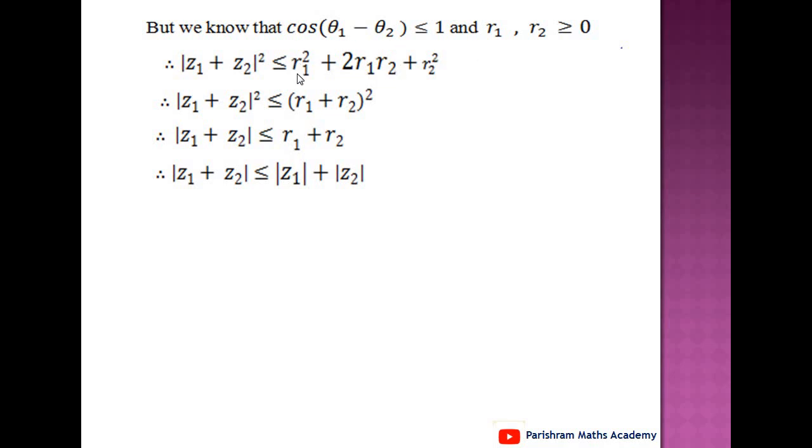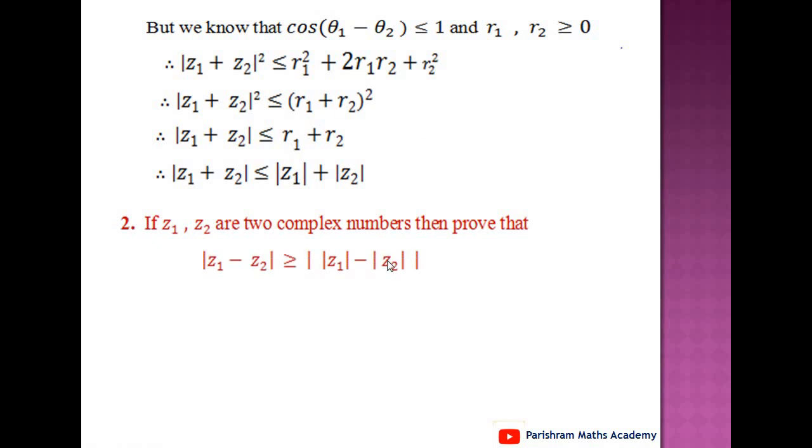The right hand side is nothing but r1 plus r2 bracket square, and therefore mod of z1 plus z2 square is less than or equal to r1 plus r2 bracket square. Taking the square root, therefore mod of z1 plus z2 is less than or equal to r1 plus r2. But r1 is the same as mod of z1, r2 is the same as mod of z2, and therefore mod of z1 plus z2 is less than or equal to mod z1 plus mod of z2. This is the first property of complex numbers.